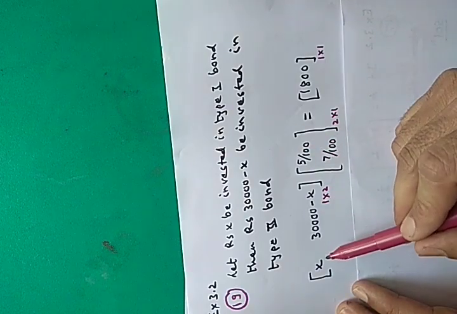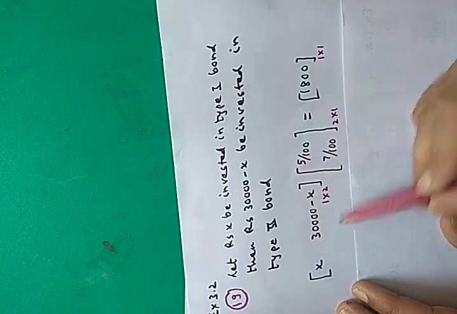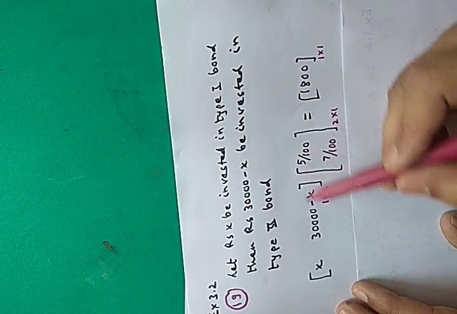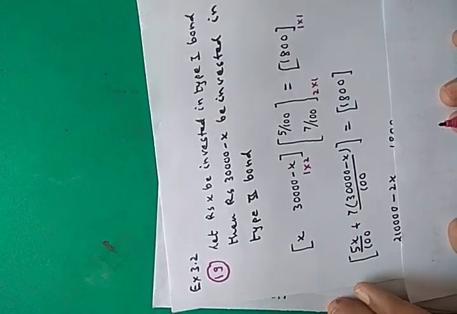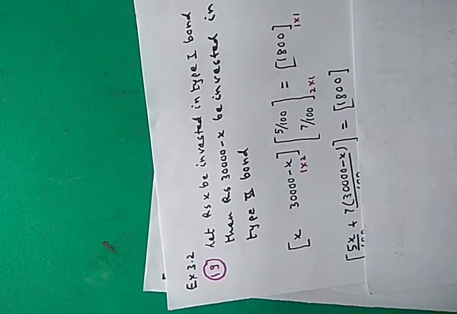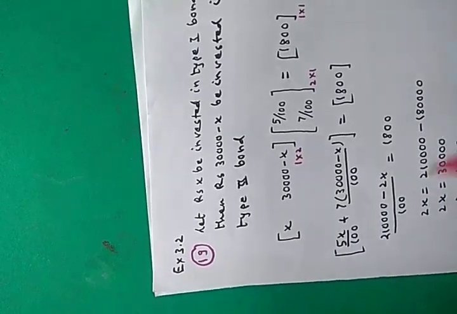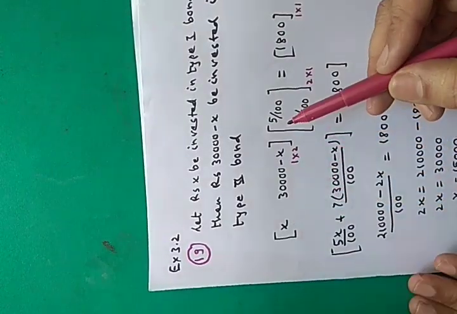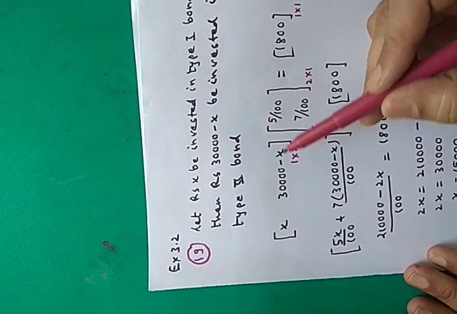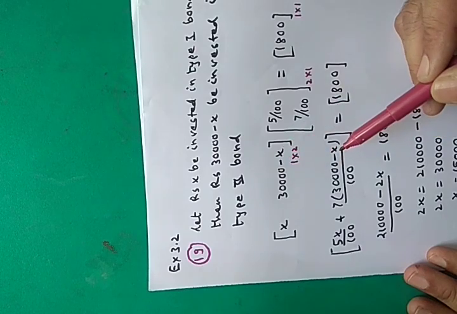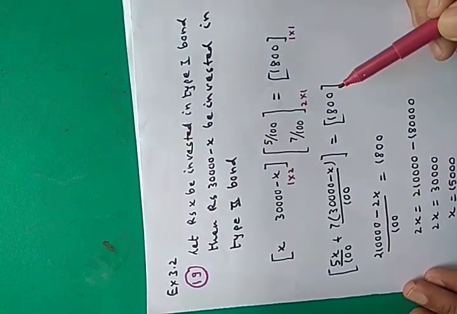तो जब हम मल्टीप्लाई करते हैं फर्स्ट रो इनटू फर्स्ट कॉलम. ठीक है, क्योंकि ये केवल 1 क्रॉस 1 का एक ही मैट्रिक्स रहेगा, तो दोनों को हमने मल्टीप्लाई किया. तो देखो मल्टीप्लाई करेंगे तो कैसा आएगा, फर्स्ट रो इनटू फर्स्ट कॉलम. तो यहाँ पे x मल्टीप्लाइड बाय 5/100, 5x/100, then 7/100 multiplied by 30,000 minus x. Okay, so what you will get, this much, and this is equal to 1800.